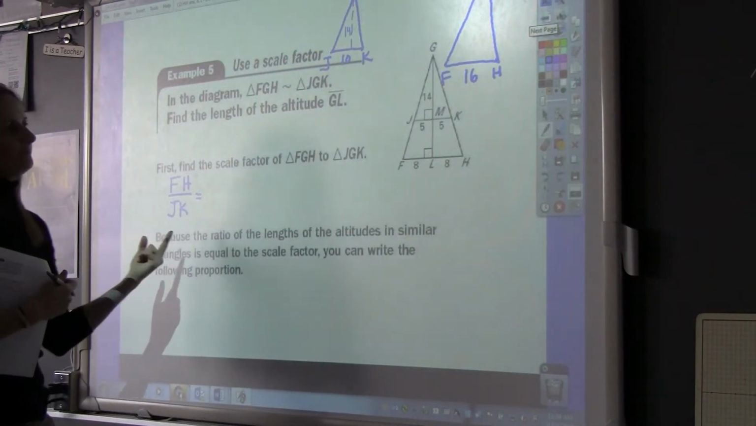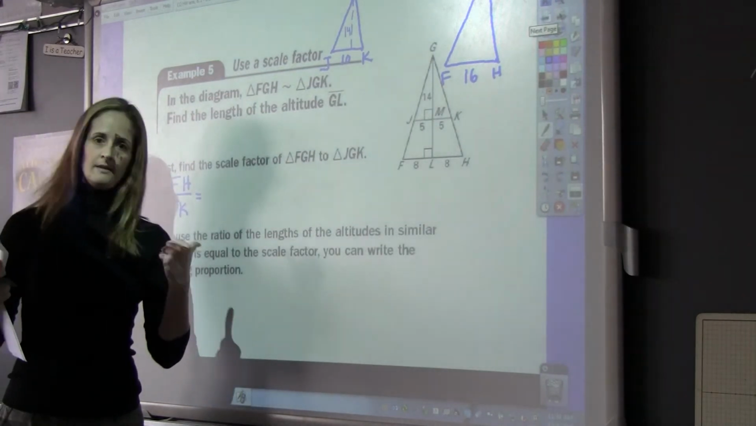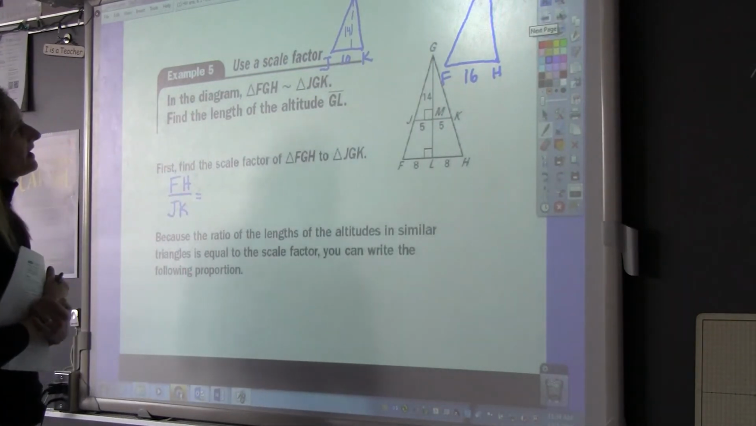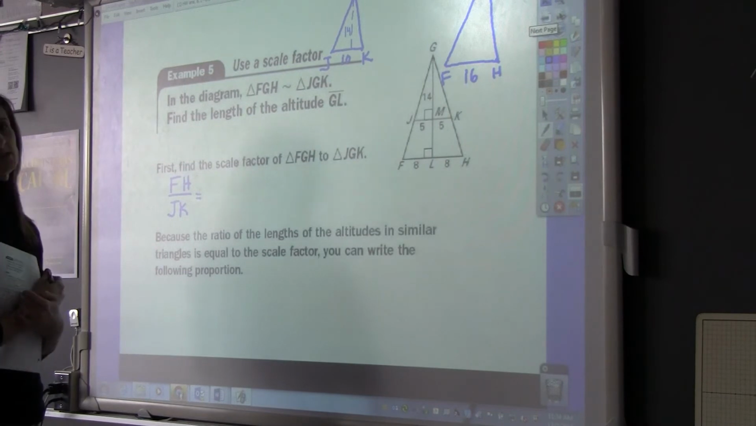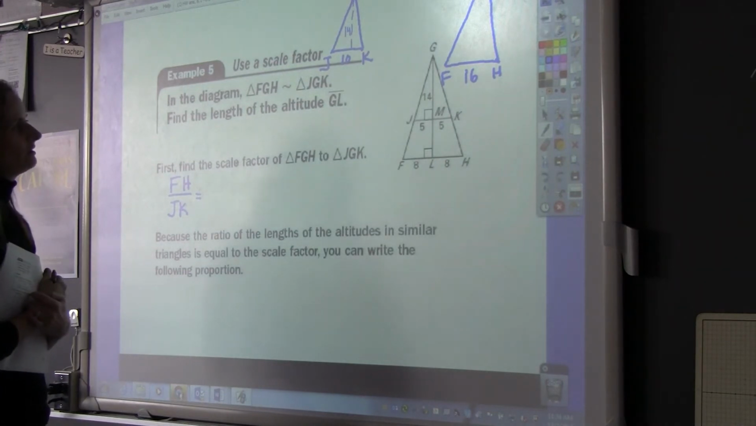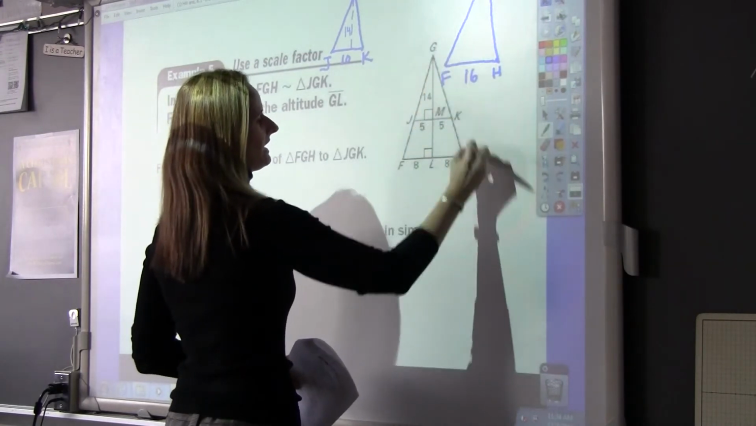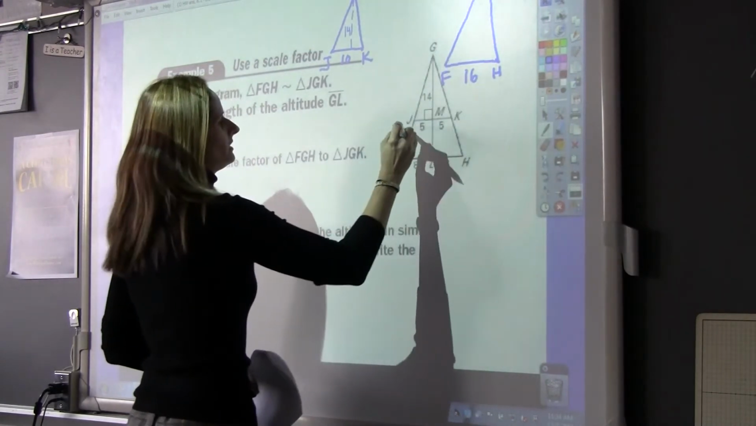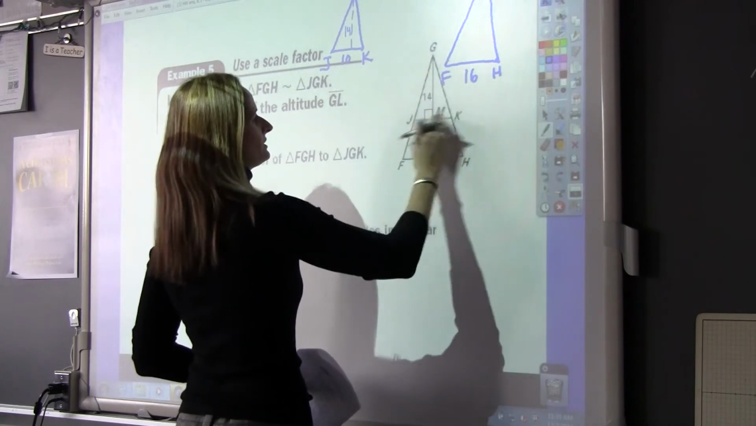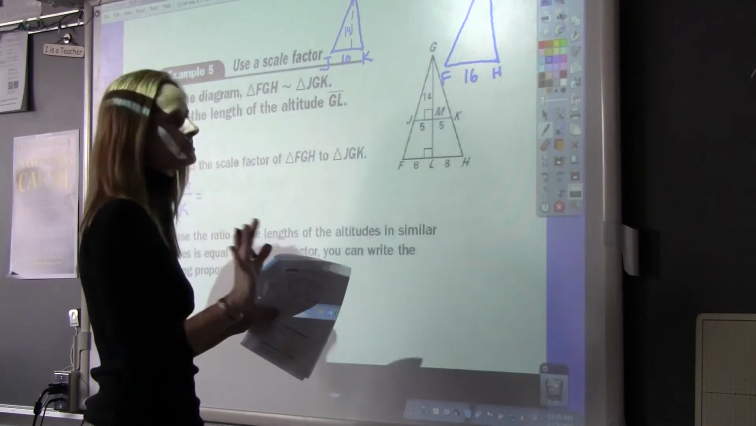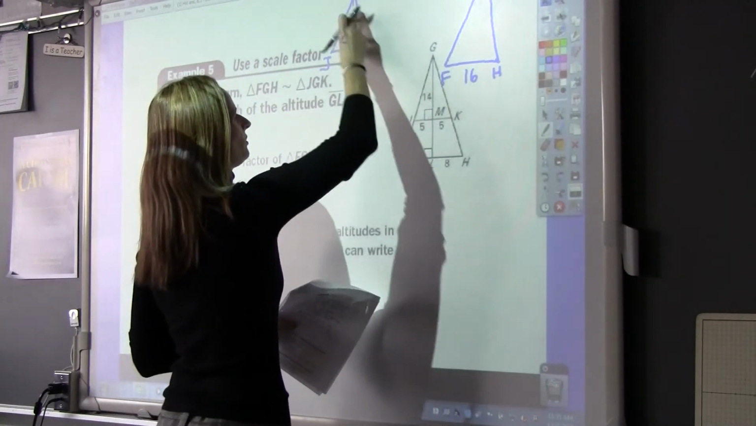So try to do this problem, press pause, and then come right back. In the diagram, triangle FGH is similar to triangle JGK. So FGH, it's the big triangle, JGK. So I separated the 2 triangles, and I redrew the small triangle right here.